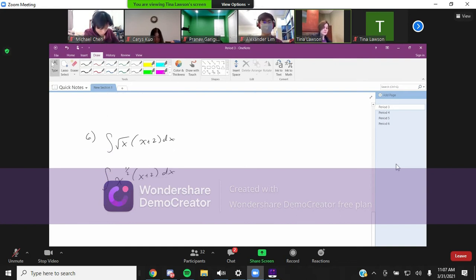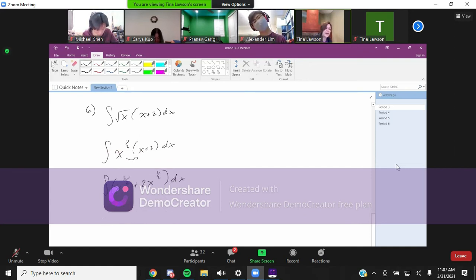And when you distribute, remember you add exponents when you're multiplying, right? So when you distribute this, you're going to get, let's see, well, that's 2 halves plus 1/2 should be 3 halves. And then 2x to the 1/2, and that's the x. And then anti-deriving, make sure you add 1 to the exponent.